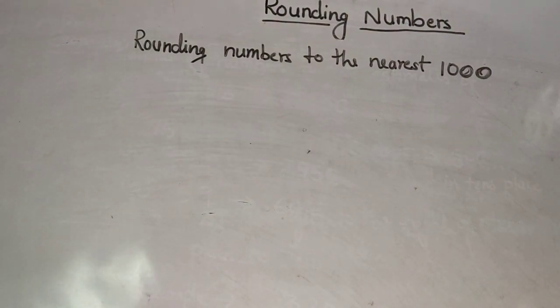Now rounding the numbers to the nearest 1000. The same steps we'll follow. This time we'll look at the digit to the right of 1000 place, which will be the 100th place.